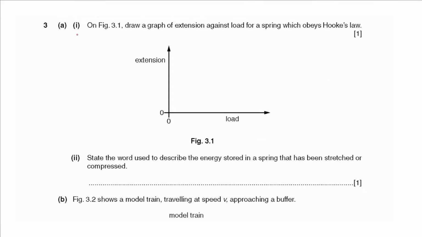Question 3A part I says on Figure 3.1 draw a graph of extension against load for a spring which obeys Hooke's law, which states that the force is proportional to the extension. So a direct relation is a straight line going through the origin. So this is what we draw. Part II says state the word used to describe the energy stored in a spring that has been stretched or compressed. That would be elastic energy or strain energy.